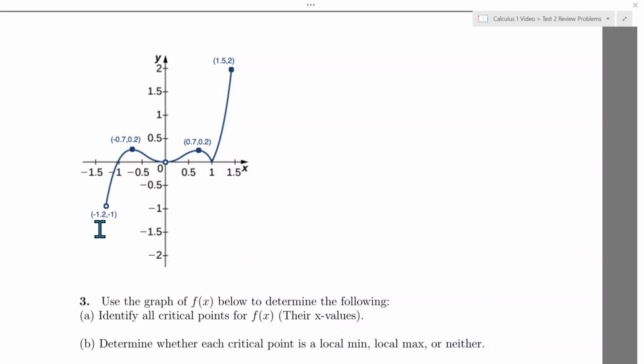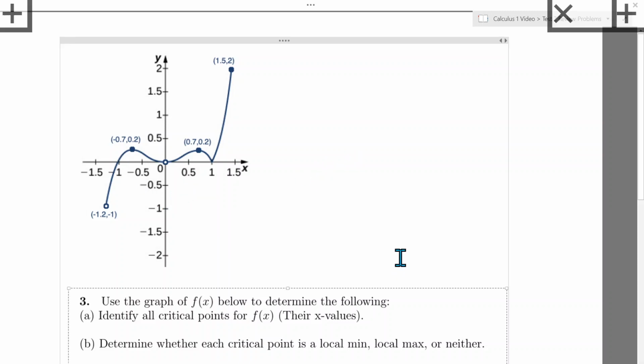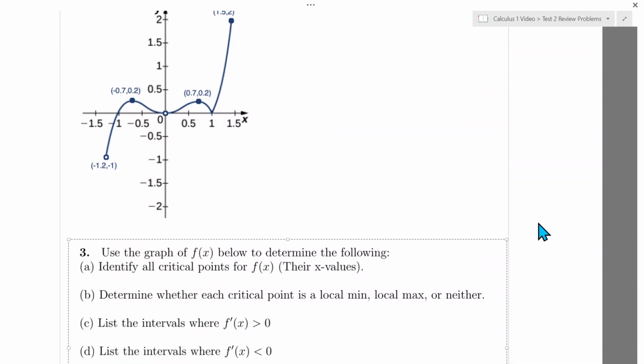Okay, so in problem 3, we want to analyze the graph of this function to try to find the critical points, local maxima, local minima, and where the function is increasing, decreasing, and concave up, concave down. Okay, so first, part A asks to identify all the critical points for this graph.